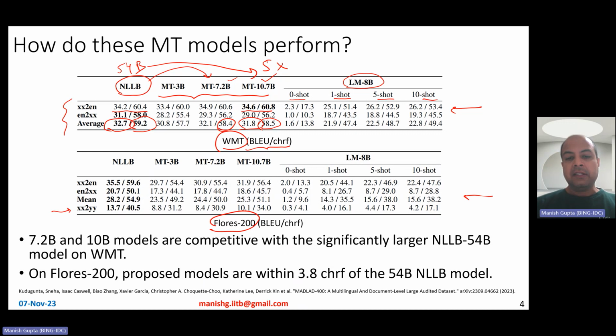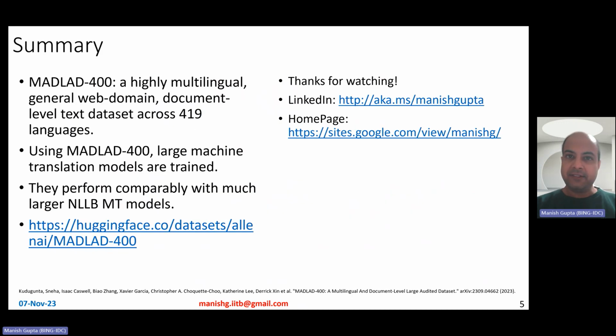So that's that. Now, on Flores-200, you also see a similar story. Yes, the proposed models are not better than the NLLB model, but they are much smaller models and still reasonably accurate. They are within a particular range compared to the NLLB model. Now, of course, the NLLB model is for the rich. So if you do not have so much GPU RAM, you might as well try out these MT models. So that's it for this video.